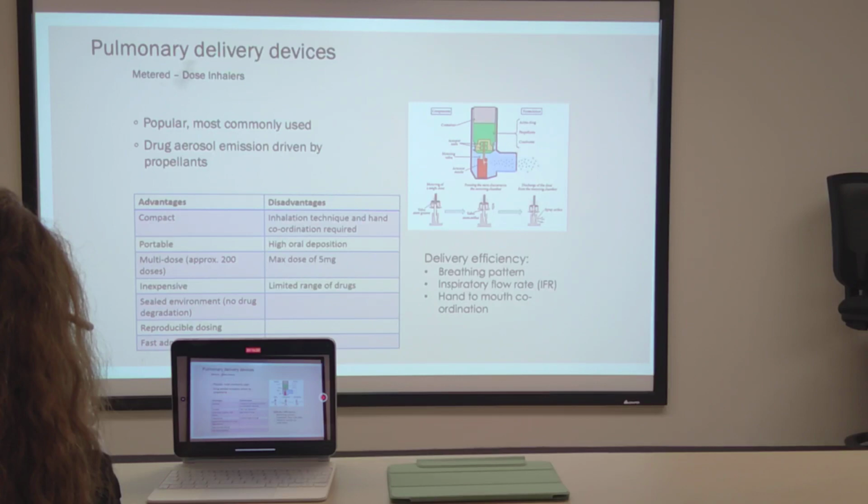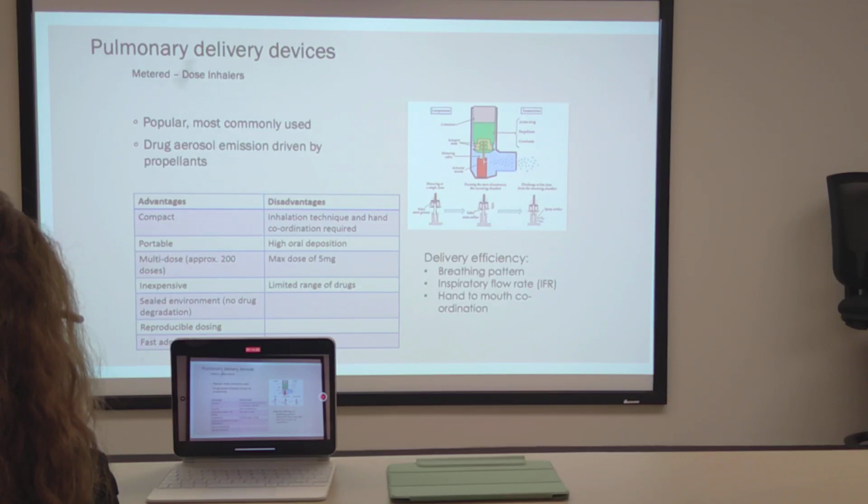The administration for this drug is also very fast. For patients who have very poor coordination with hands and breathing, this may not be the best drug device for them. So that's something to also take into consideration.